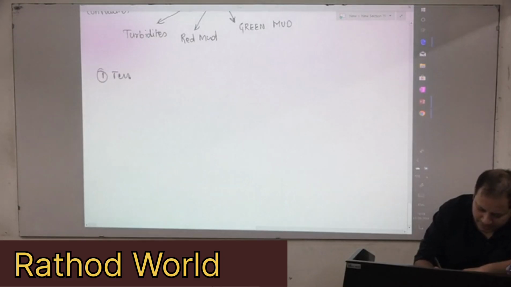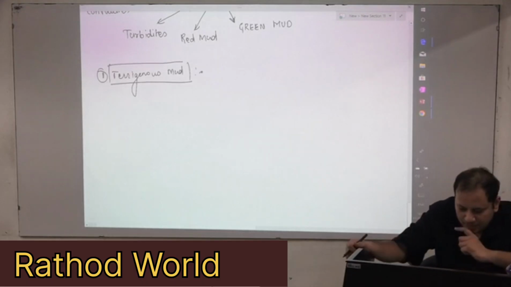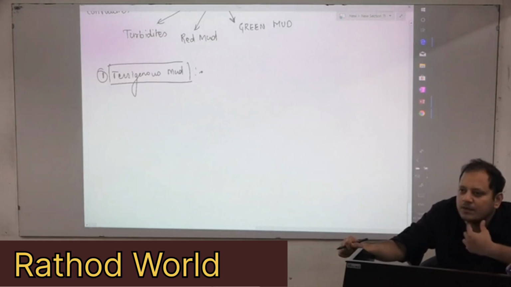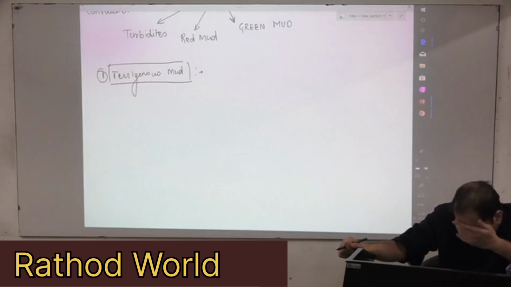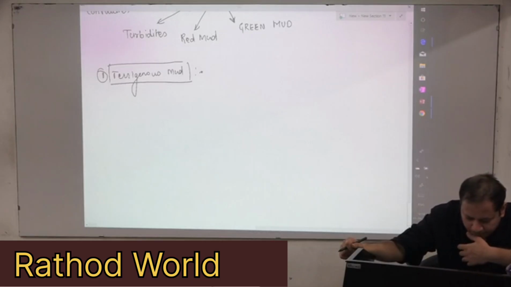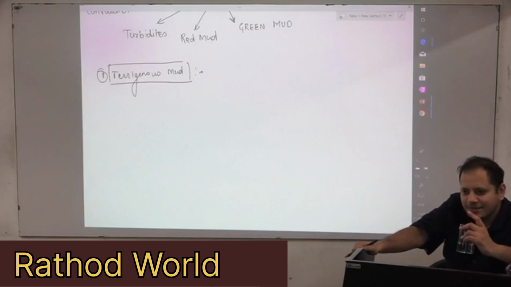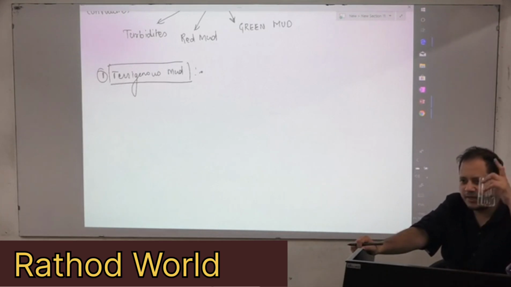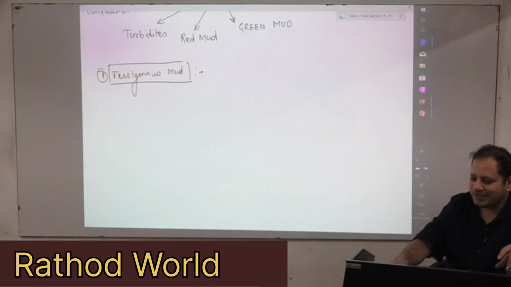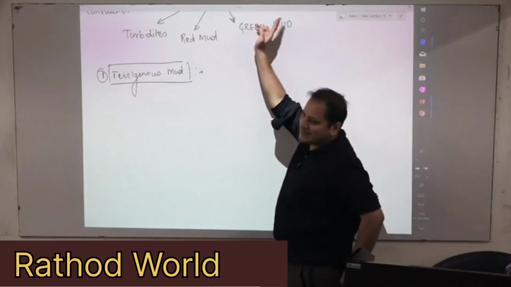First, I will write terrigenous mud. These are found in very shallow regions and have very high organic content. मैंग्रोव के नीचे की सॉइल कैसे है, कौन से कलर की है? मैंग्रोव के नीचे की सॉइल is always black. So terrigenous mud is nothing but another name for black mud.